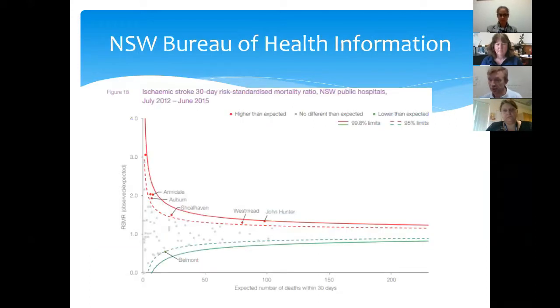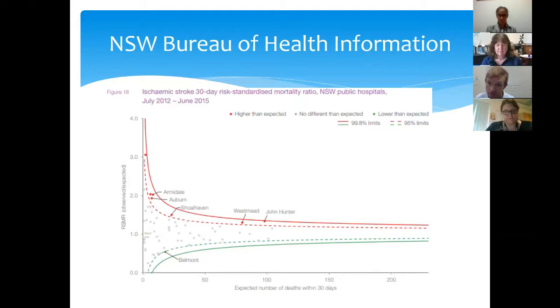That was South Australia, where we've got relatively few hospitals to look at. This is just an indication of what's going on in New South Wales. So the Bureau of Health Information are doing a lot of really interesting work. And this is a nice way of presenting similar data. So it's looking at expected and observed mortality rates following admissions for stroke.